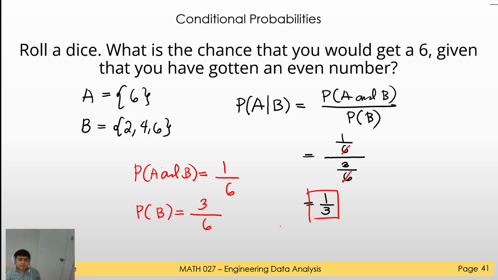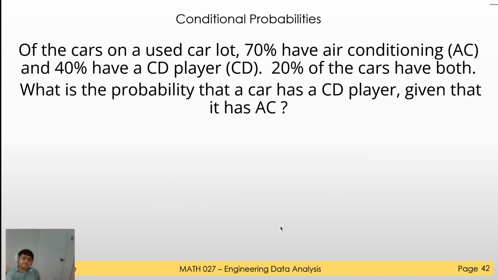Okay? So the probability or the chance of this happening is 1/3. So of the cars on a used lot, 70% have air conditioning and 40% have a CD player. 30% of the cars have both. What is the probability that the car has a CD player given that it has an AC?